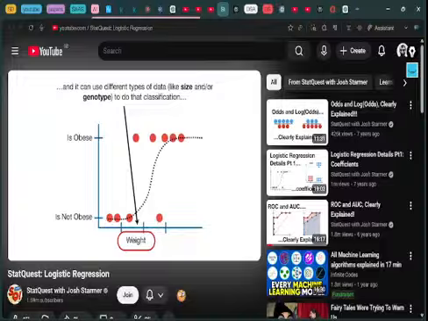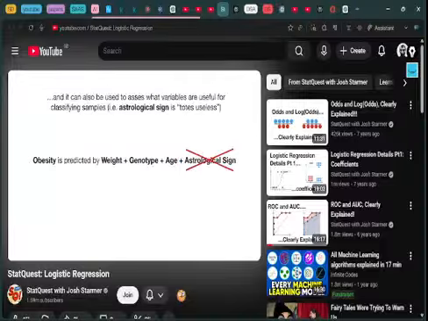In summary, logistic regression can be used to classify samples, and it can use different types of data, like size and or genotype, to do that classification. And it can also be used to assess what variables are useful for classifying samples, i.e. astrological sign is totes useless.